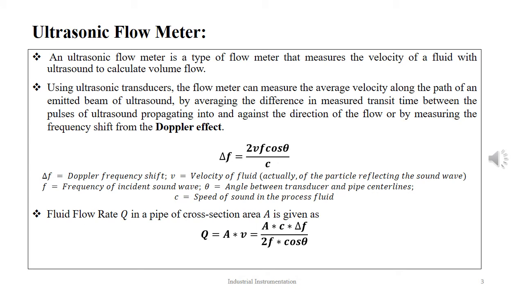The ultrasonic flow meter is a type of flow meter that measures the velocity of a fluid with ultrasound to calculate the volume flow rate. Using ultrasonic transducers, the flow meter can measure the average velocity along the path of an emitted beam of ultrasound by averaging the difference in measured transit time between the pulses of ultrasound propagating into and against the direction of the flow, or by measuring the frequency shift from the Doppler effect.